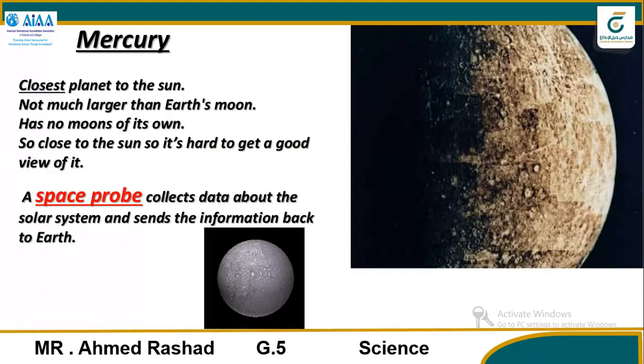A space probe is an important system used by scientists and astronomers for exploring. A space probe collects data about the solar system and sends information back to Earth. It's used by astronomers and scientists and is helpful for collecting pictures, data, and some types of rocks from other planets like Mars or something like that.